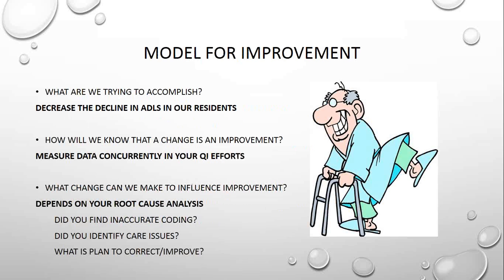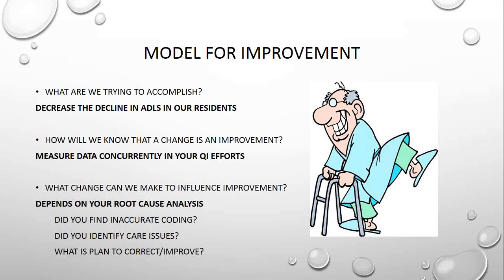And a model for improvement would be, you have to figure out what you're trying to accomplish. We've asked you all to sign in and put down your quality measure star rating. If you don't put it, I'm going to make the assumption you don't know what it is. And if you don't know what it is, then you don't know what you're working toward. Okay, so how are you going to know when you have a change that you've shown improvement? If you're not measuring your data, you're not aware of it, then you don't know what your target is.